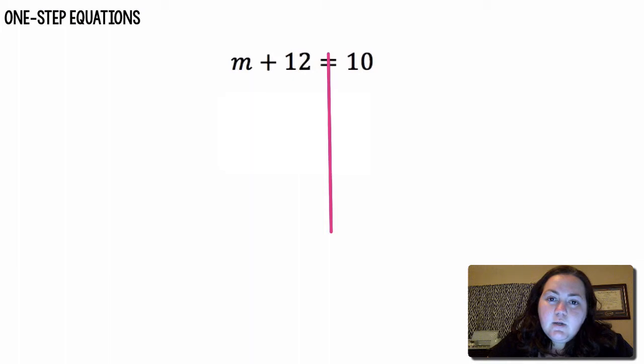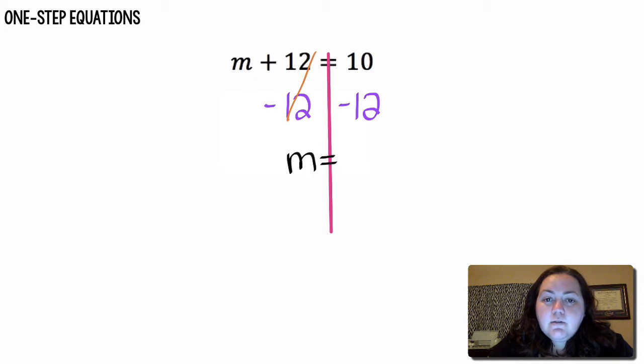All right, and then an equation has to be balanced. So whatever you do to one side, you have to do to the other. So I want to get m by itself, and it's connected to a 12 by addition. So I'm going to use the inverse operation of adding, which is subtracting, and I'm going to subtract 12 on both sides. So now if I have 12 and I take 12 away, that's going to cancel. It's going to become 0. So I'm left with m equals 10 minus 12, which is negative 2.